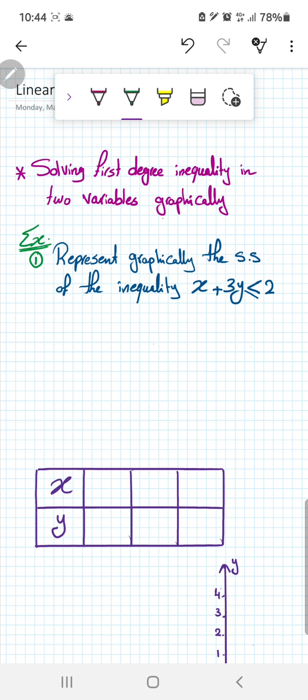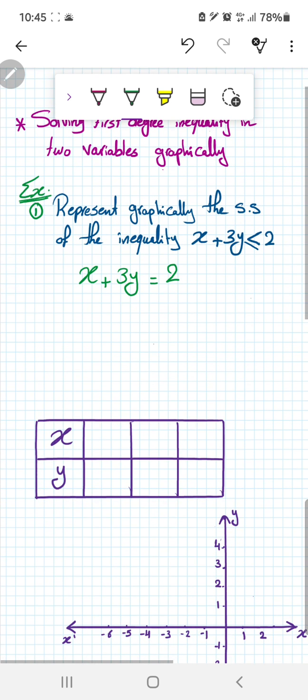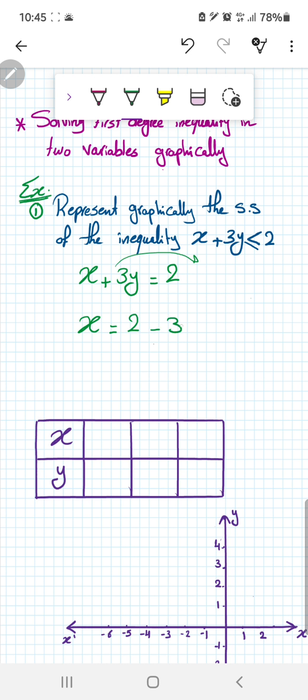First, put the inequality equals 0. So instead of x plus 3y less than or equal to 2, it will be x plus 3y equals 2. And then write x or y inside alone. Here, to be easy, write x inside alone because the coefficient of x here is 1. So remove 3y to the other side, it will be negative 3y. So we have here x equals 2 minus 3y.